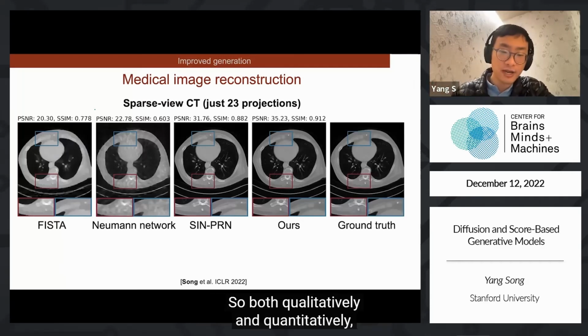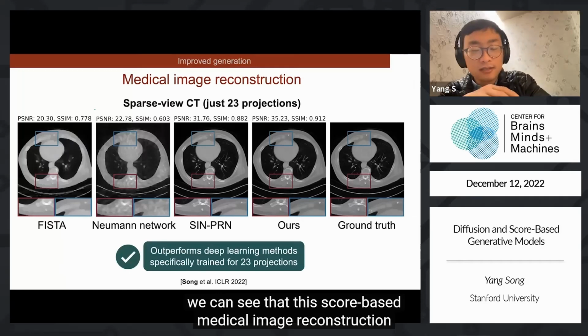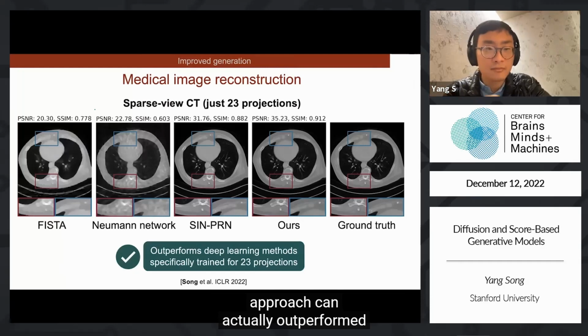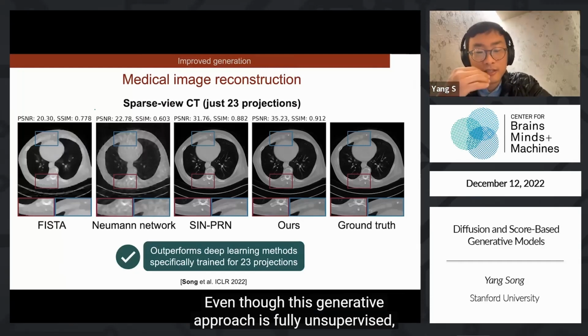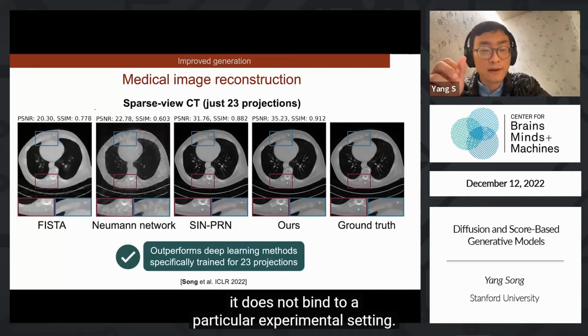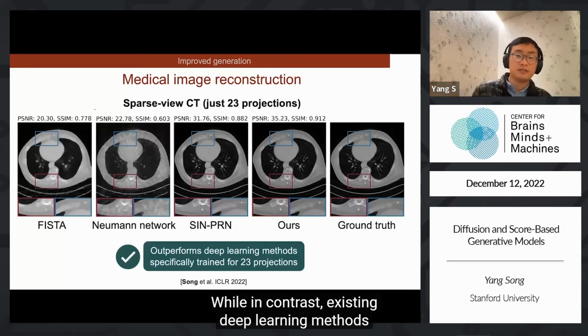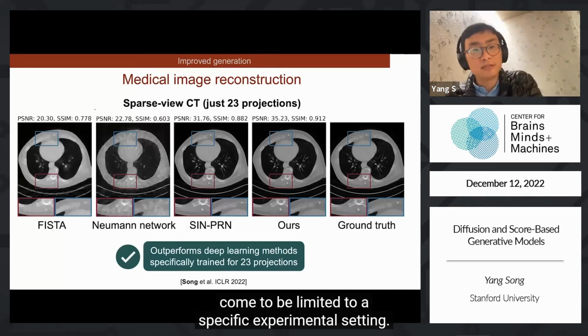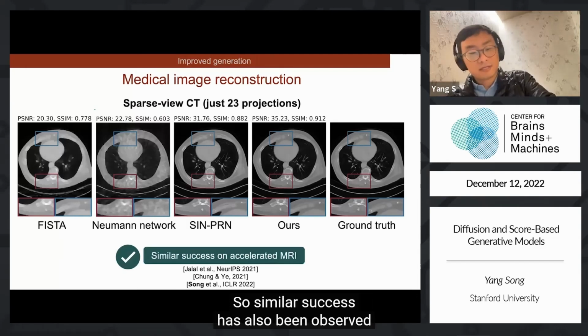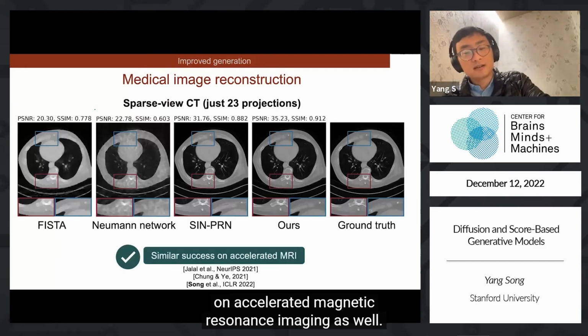So both qualitatively and quantitatively, you can see that this score-based medical image reconstruction approach can actually outperform other deep learning methods, even though this generative approach is fully unsupervised and does not bind to a particular experimental setting, while in contrast, existing deep learning methods have to be limited to a specific experimental setting. So similar success has also been observed on accelerated magnetic resonance imaging as well.